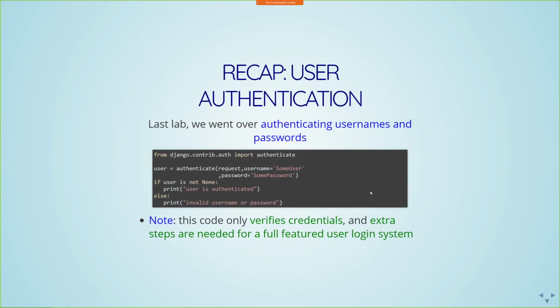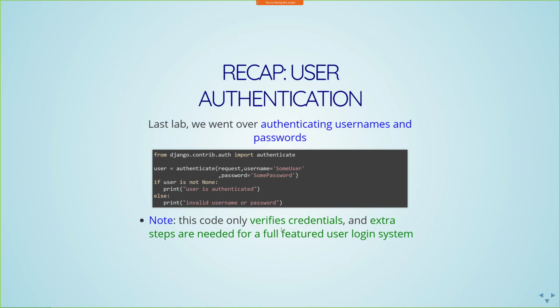So what we did last time, we went over how to authenticate usernames and passwords. Basically, given a username and a password, we ask the database, is this an actual username and password? We retrieve a user object from it. And if it is, then we'll be able to log the person in, send them to a private area in our website. And if it isn't, then we're probably going to redirect them back to a login page.